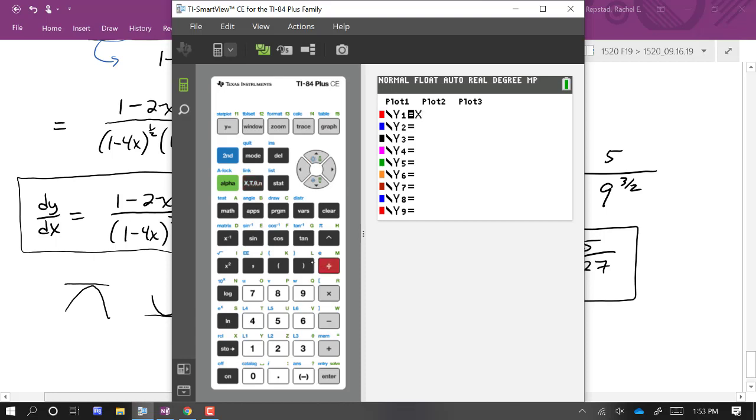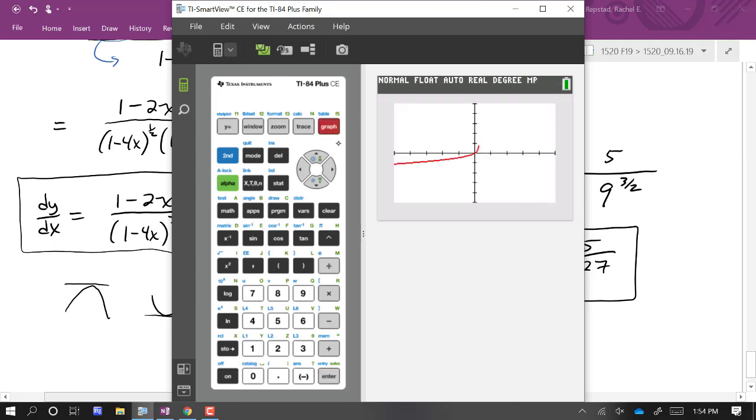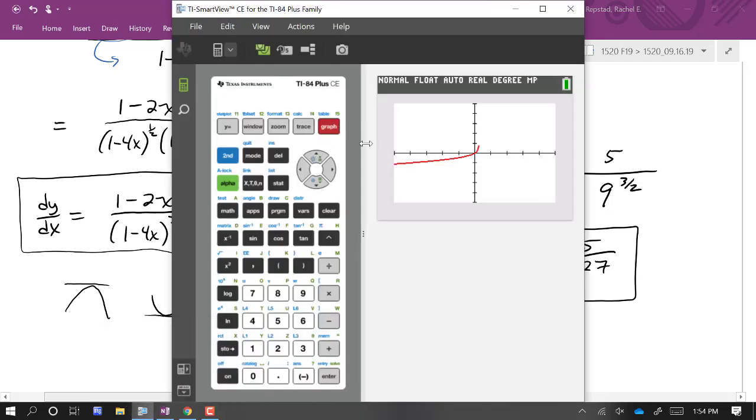So x over the square root of 1 minus 4x. Maybe I'll go from minus 5 to 5 on both axes at first. I might need to make an adjustment, but we'll see what this looks like. So what did we notice? We know that if a peak or a valley happens, it happens at x equals 1/2.